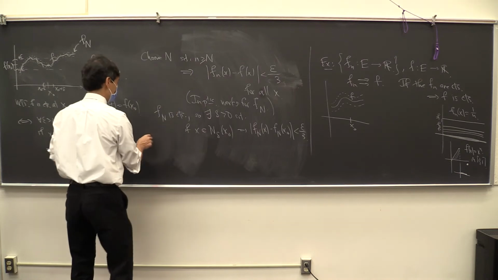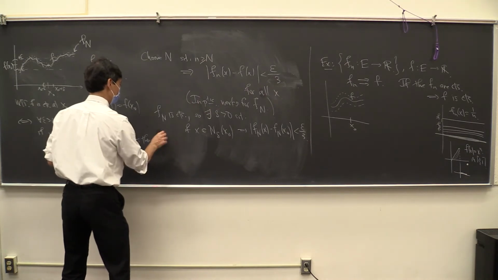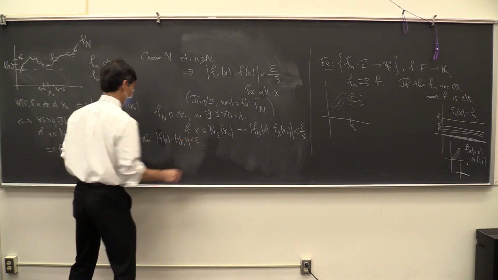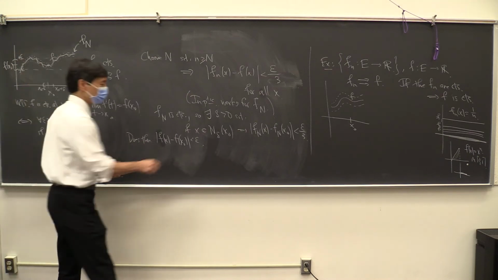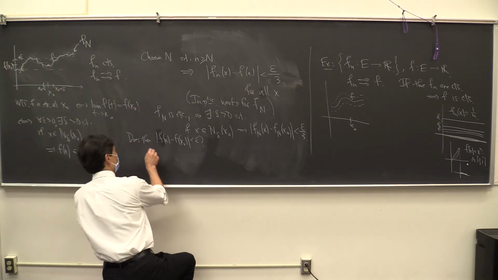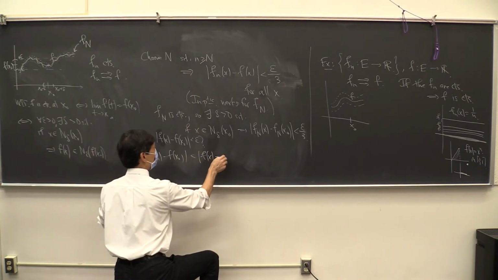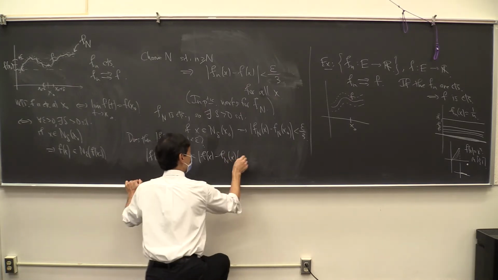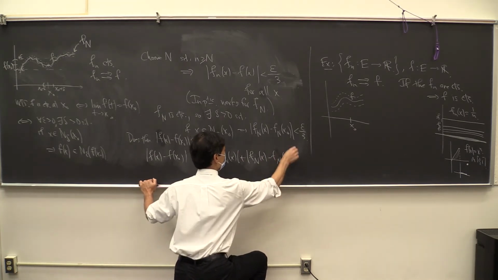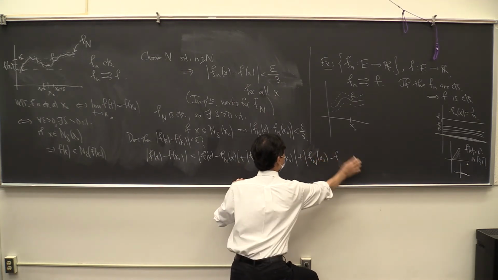So then what can we say about f, right? Does f of x minus f of x naught satisfy the inequality that we want? Well, look, f of x minus f of x naught is smaller than f of x minus f sub n of x, plus f sub n of x minus f sub n of x naught, plus f sub n of x naught minus f of x naught.